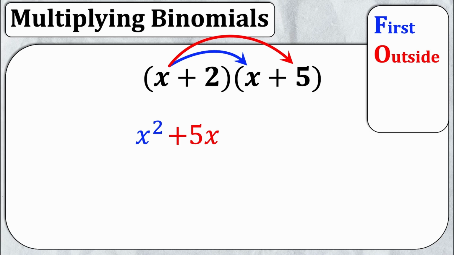The next bit of multiplication we're going to do is the inside terms. So this is kind of the opposite of the outside terms. These are the ones that are on the inside of the expression. So in this case, it's positive 2 times x, which is just positive 2x.